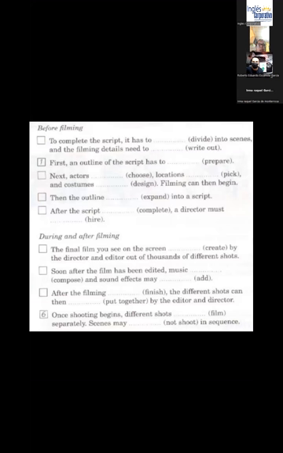After the script is completed, a director must be hired.